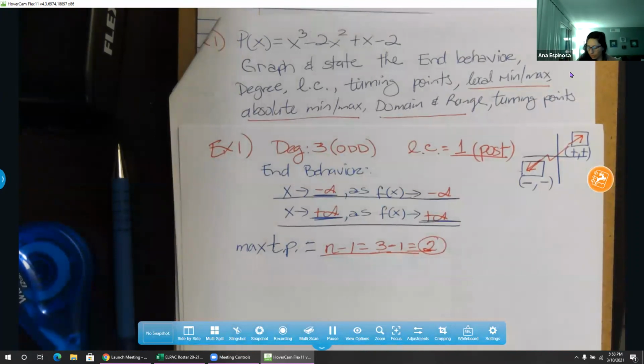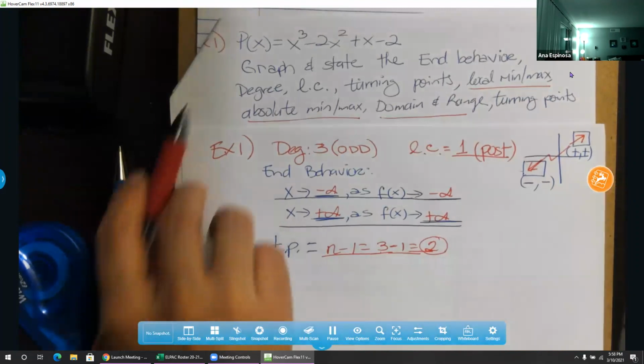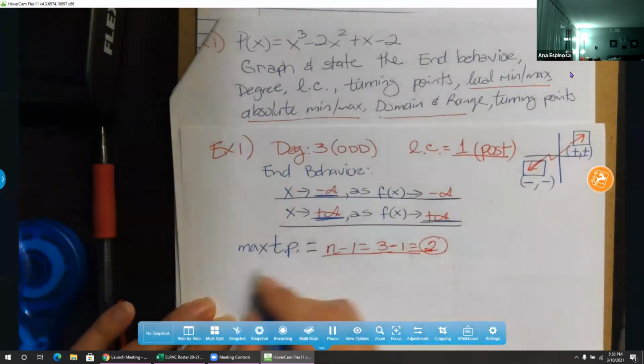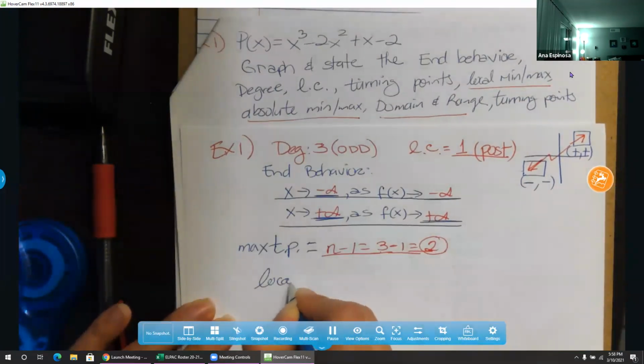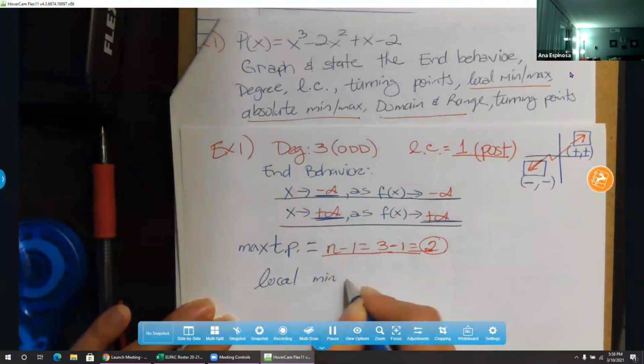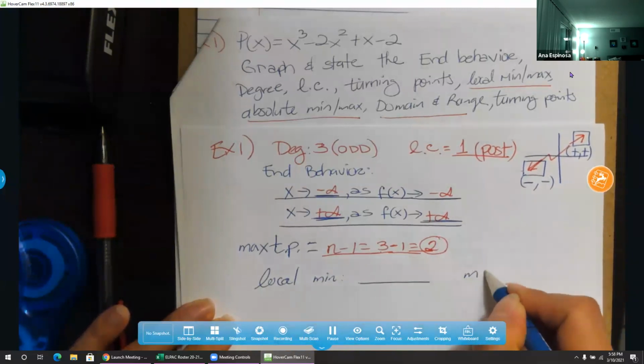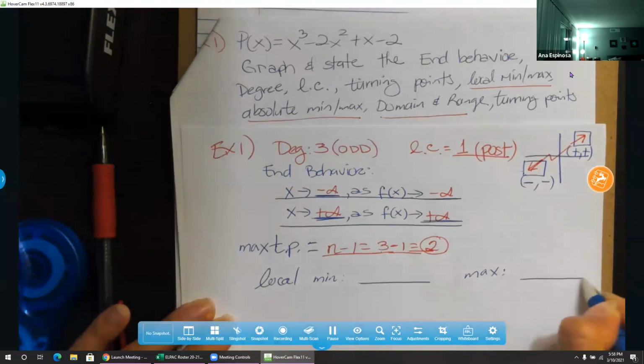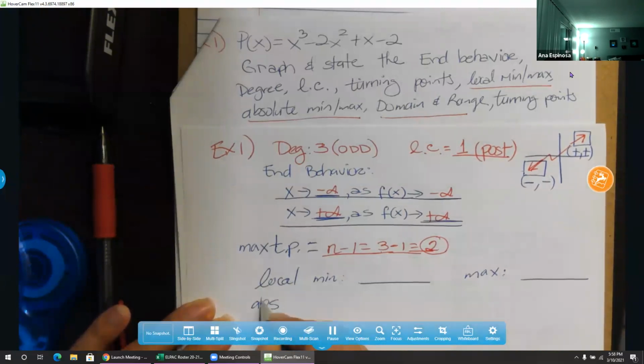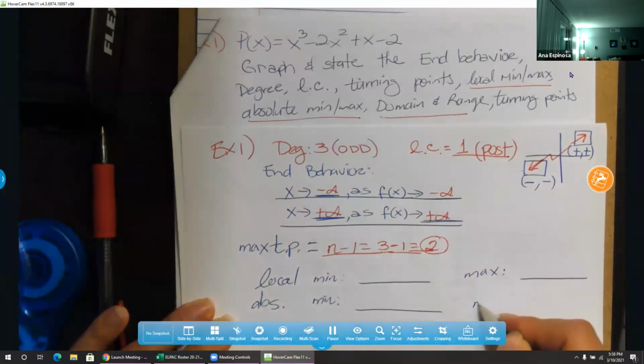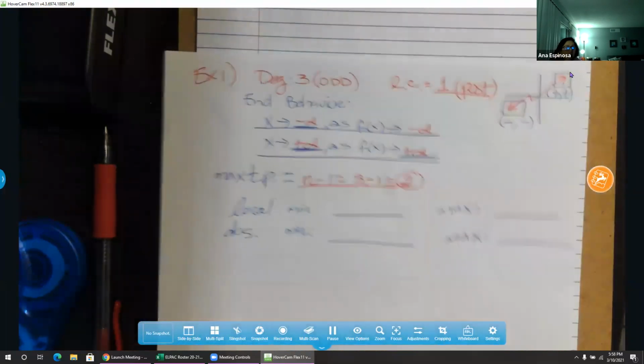Okay, so I'm going to write them down, get rid of this page so we can create some space here. And I'm going to write the local min and the local max. Then I've got the absolute min and the absolute max. So the max of the max, the min of the min.